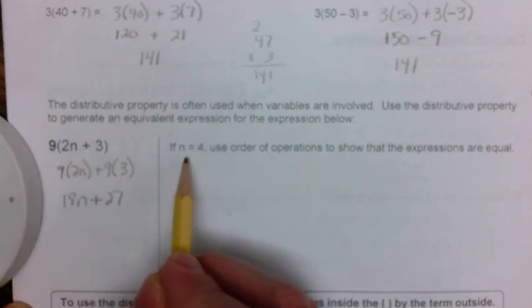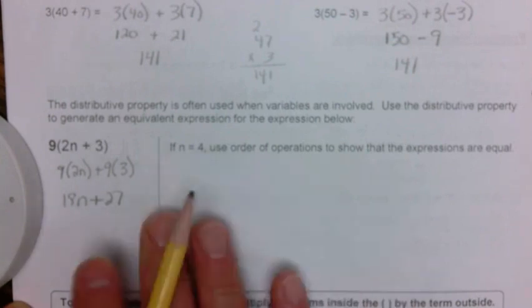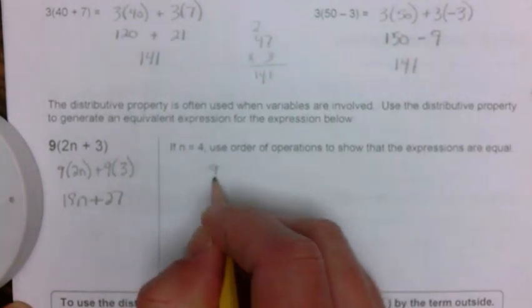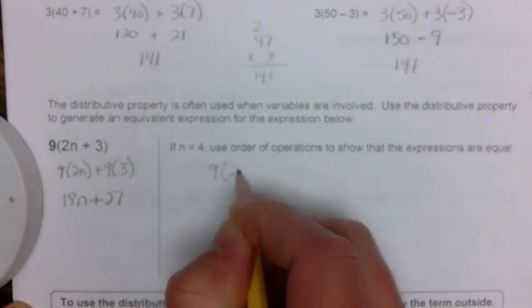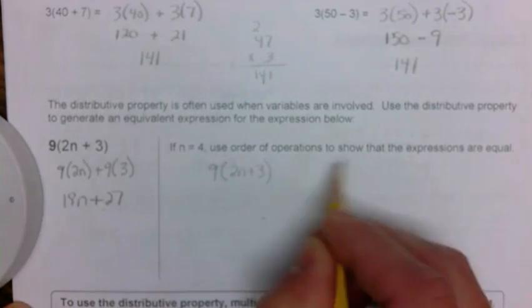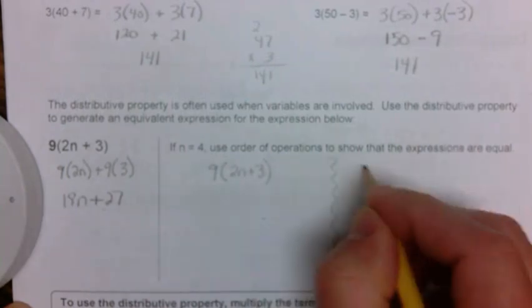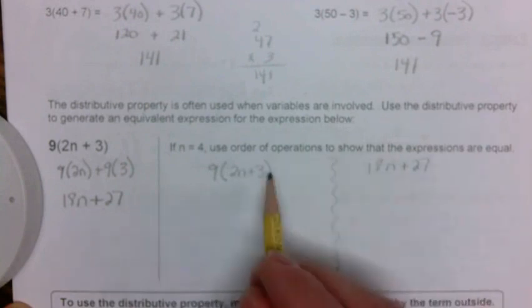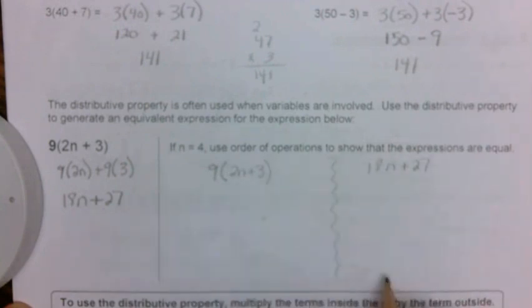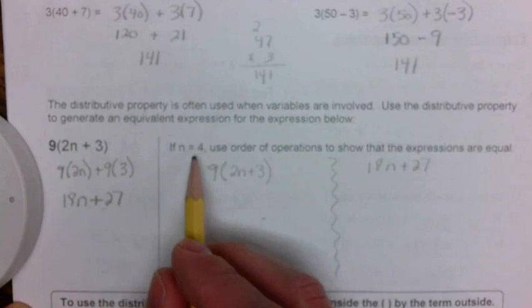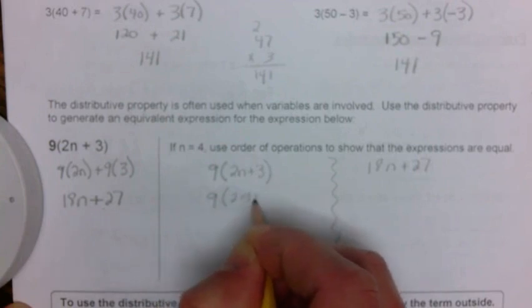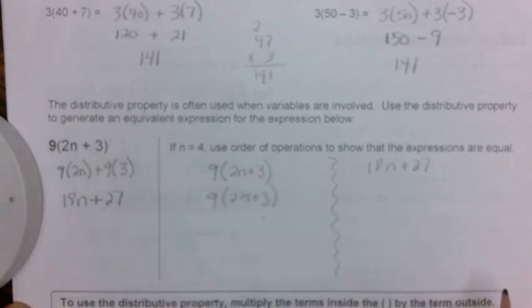Now, once again, I'm going to show that these two are equivalent to each other by using a value for n. If n equals 4, we're going to use the order of operations to show that the expressions are equal. So on one side, we're going to do 9 times 2n plus 3. And on the other side, we're going to do 18n plus 27. And if these two are really the same, we should get the same answer when we substitute in the value of 4 for n. So let's do that over here on the left first. We're going to have 9 times 2 times 4 plus 3 in the parentheses.